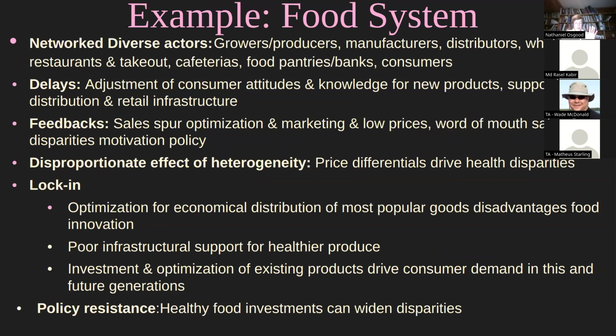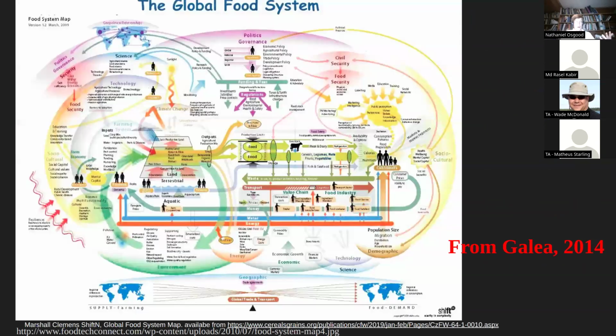And I could go on here, but I don't think we have either the time or the need to go into an exhaustive look at how pervasive these effects are, how ubiquitous they are. I do want to emphasize, though, that these effects can be systematically applied across many different areas. Whether it's the food system, we can find feedbacks, delays, disproportionate effects of heterogeneity, lock-in effects there.